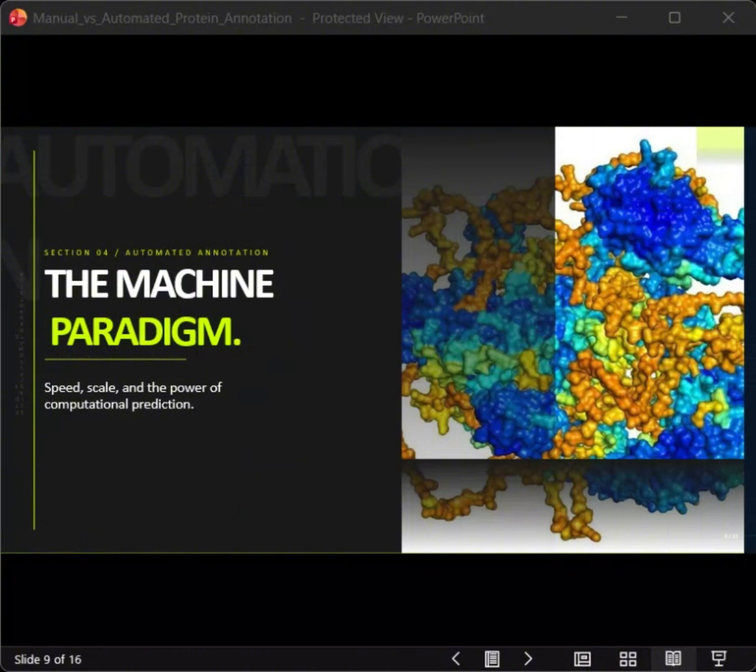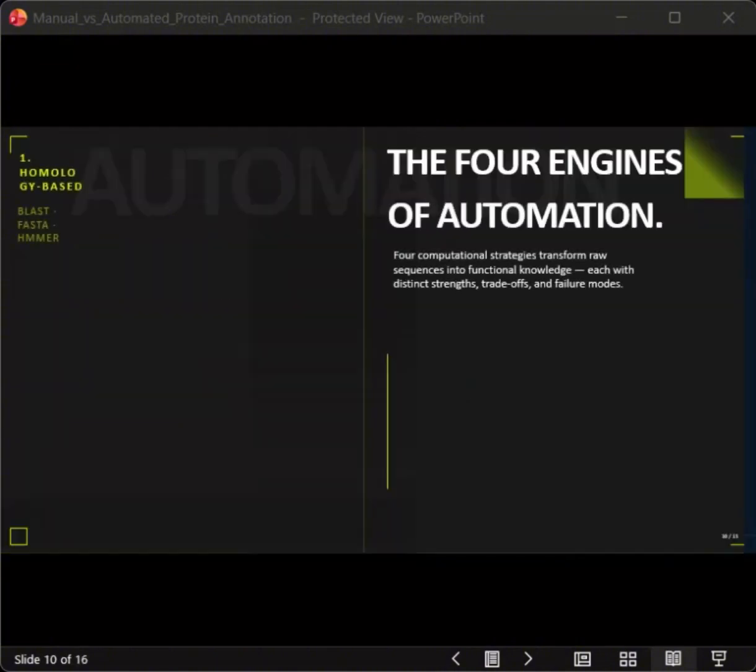As genomic data expanded rapidly, automated annotation systems became essential. Automated pipelines use computational tools and AI algorithms to process huge numbers of proteins quickly. These systems provide speed and scalability that manual methods alone cannot achieve.